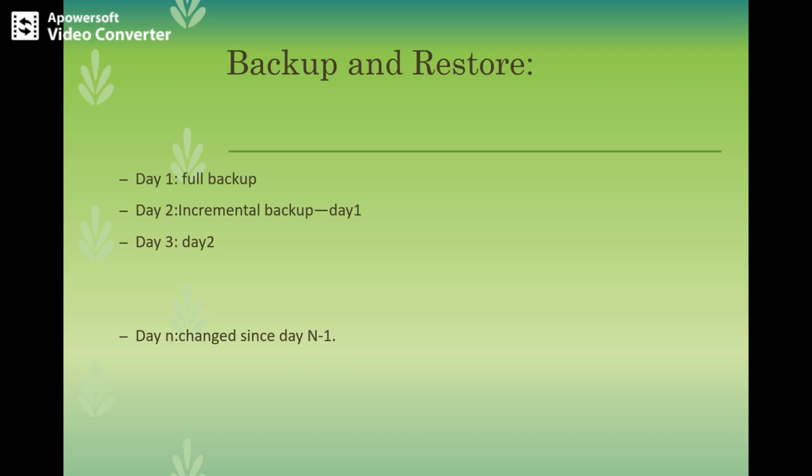So we can have a backup schedule like this. On day one we copy all the files from the disk to a backup medium, which is called a full backup. We are backing up all the files from the disk. This can be scheduled on one particular day, and the next day we can copy to another medium only the files which have changed since day one, which is called an incremental backup.